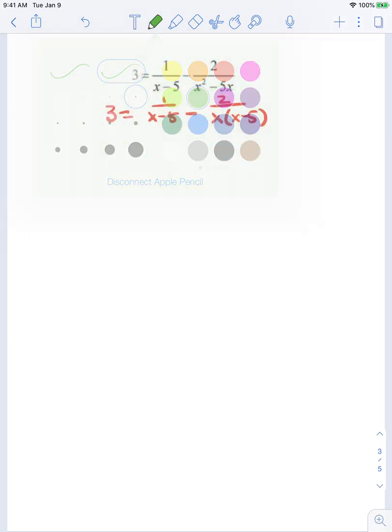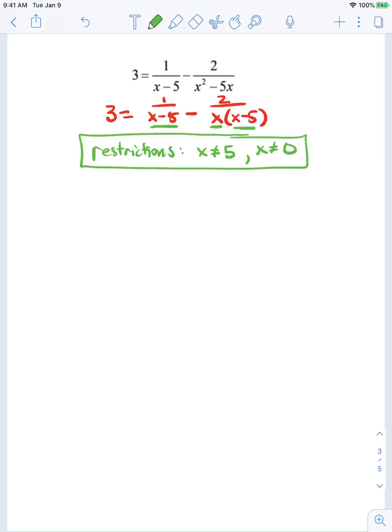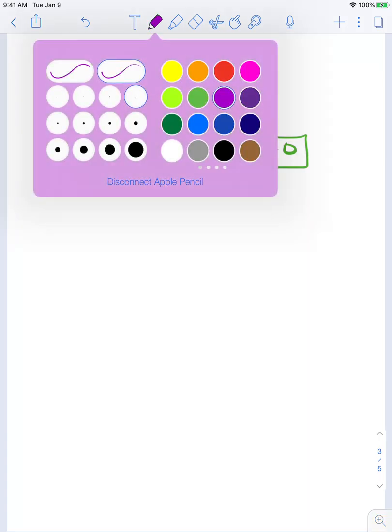All right, so as far as restrictions go, for this factor, x minus 5, I know that x cannot equal 5. And for this factor, I know that x cannot equal 0. So here are my domain restrictions. Next, I'm going to clear the fractions using the LCD method.